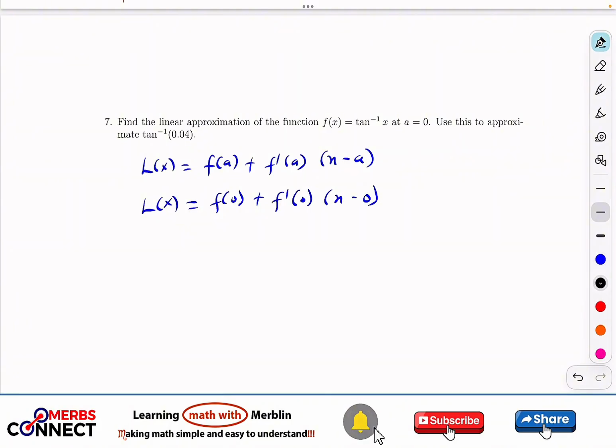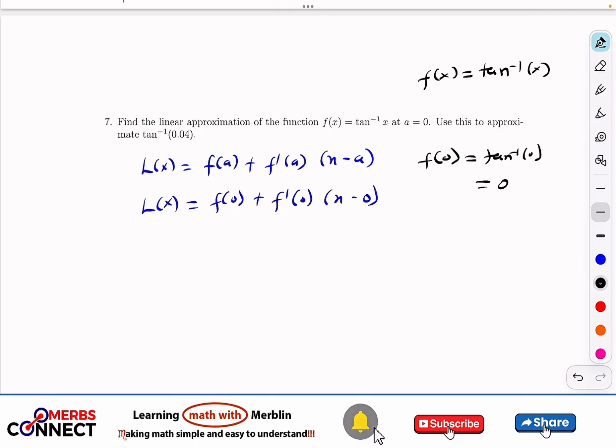So what do we need to do? Now we need f of 0. But f of x is equal to tan inverse of x. So we need to plug in 0 and have tan inverse of 0. And what is tan inverse of 0? I think it should be 0. So tan inverse of 0 is 0.